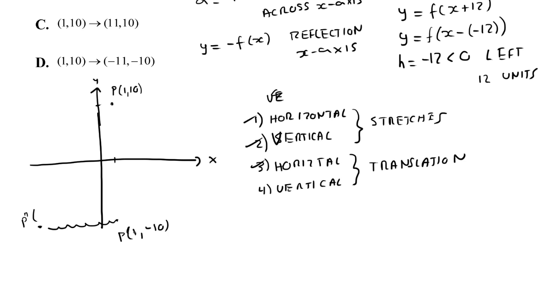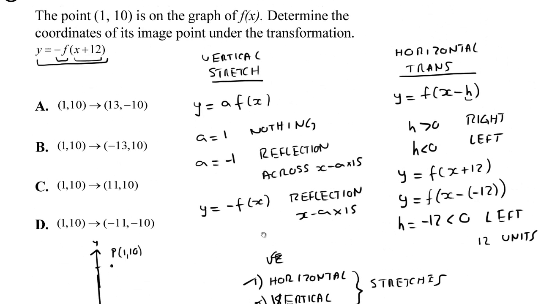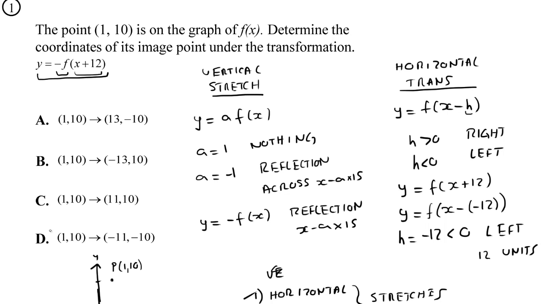So its x value changed. It decreased by 12 units. So now we're at -11. And the y value is still the same at -10. So the point (1, 10) went to the new coordinate (-11, -10). So we can see that the answer is D.